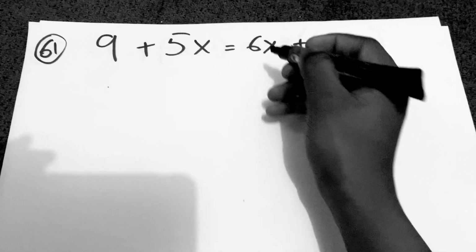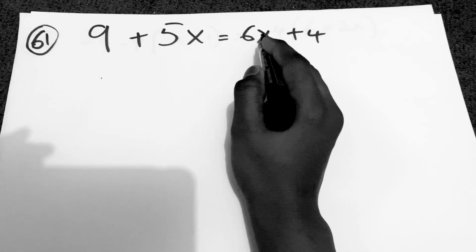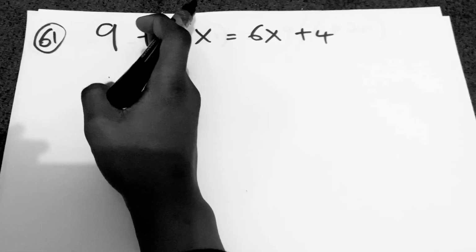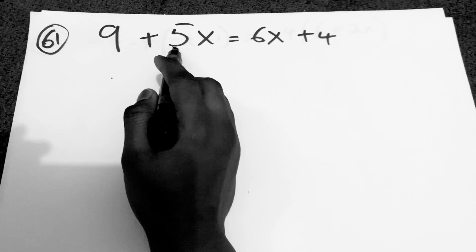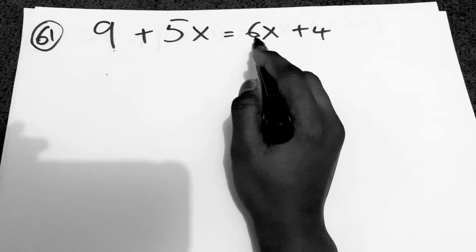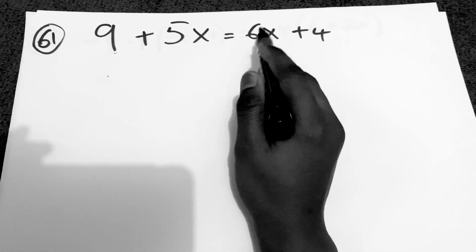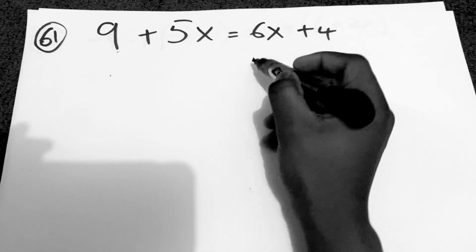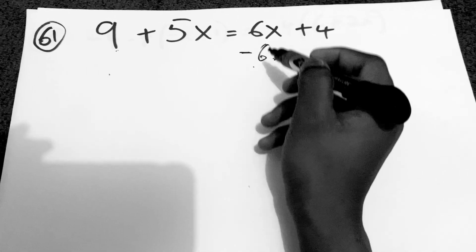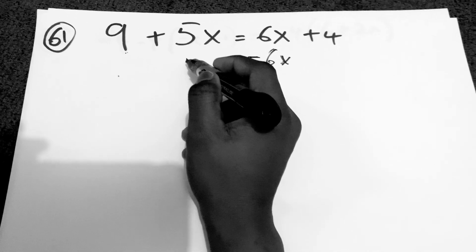Okay, so you want to start with the 6x, right? We have 9 plus 5x is equal to 6x plus 4. So you want to make sure 6x is over here with the 5x, right? And then you bring the 9 over here. All right, since 6x is positive, you want to do the opposite of 6x. The opposite of 6x is negative 6x. Whatever you do at one side, you need to make sure you do it to the other side, right?